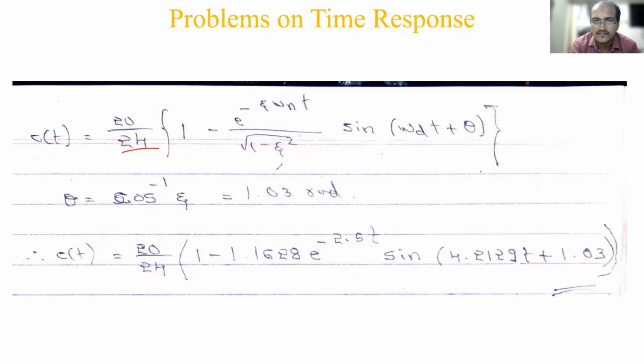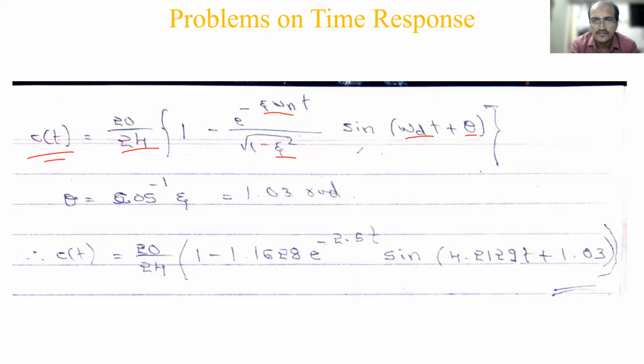So what are the factors required? See here, zeta value should be known. Zeta and omega n product should be known. Here omega d should be known, and here theta. So if you know all these four values, you can directly substitute and get the time response, that is C of T. That's why these values are calculated first: omega n, zeta, then omega d, then theta.